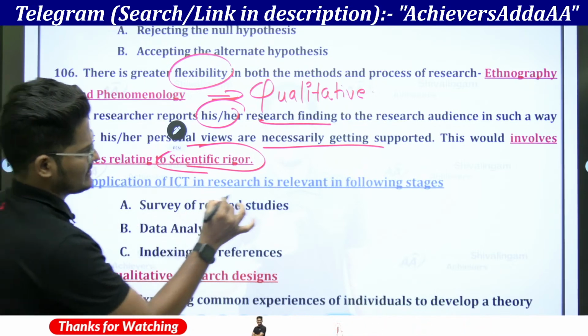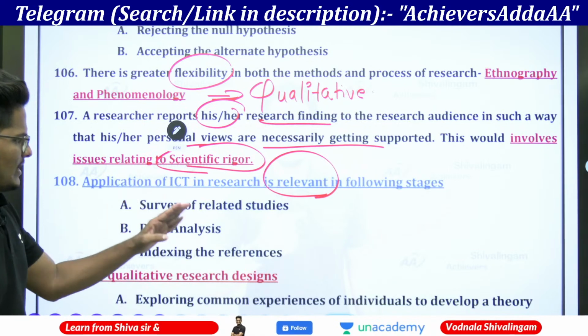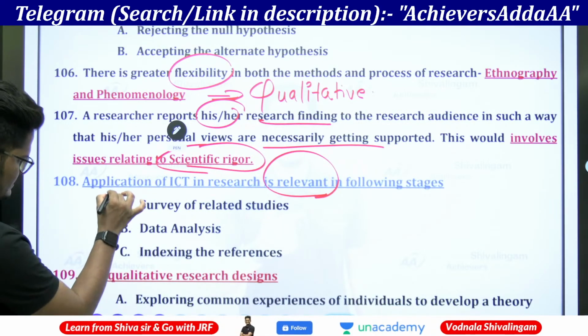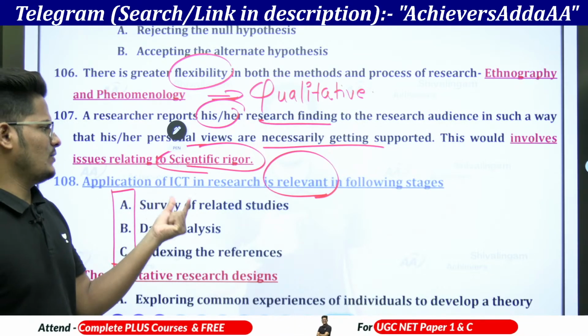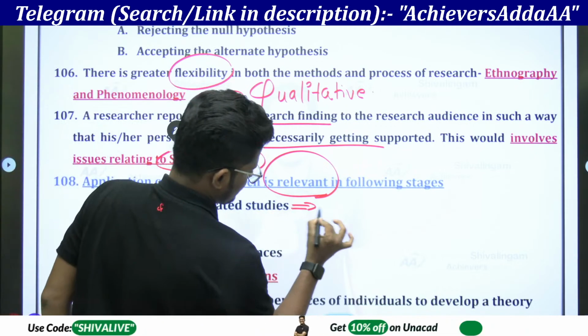Application of ICT in research is relevant to the following stages: survey of related studies, data analysis, indexing the references. So here ICT, information and communication technology, while doing a survey for questionnaire purposes.